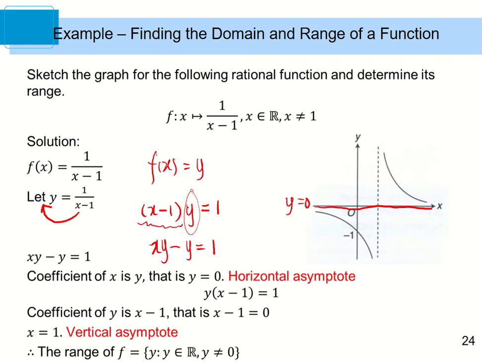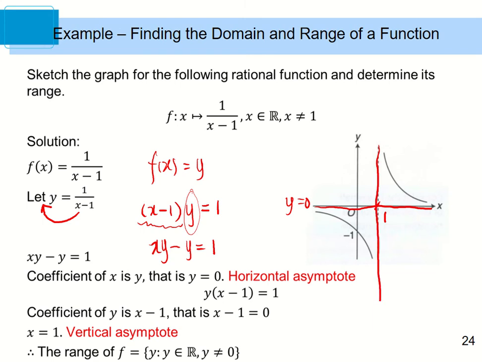This is the coefficient, the value beside the y. So we let this be 0 to find the vertical asymptote. When x minus 1 is 0, x is 1. Therefore, the vertical asymptote is x equals 1. So we have this line when x is 1. This is the vertical asymptote.